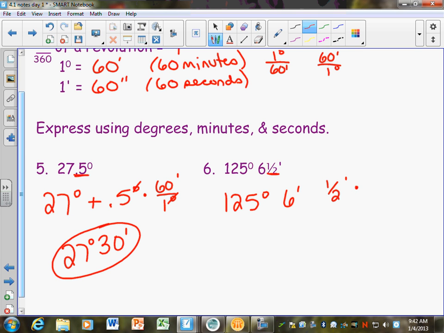Again, how could I do that with the conversion factor? This is my conversion factor right here. I just got to line it up. So in 1 degree, there are 60 seconds. Sorry, in 1 minute, there are 60 seconds. And that would be 30 seconds.